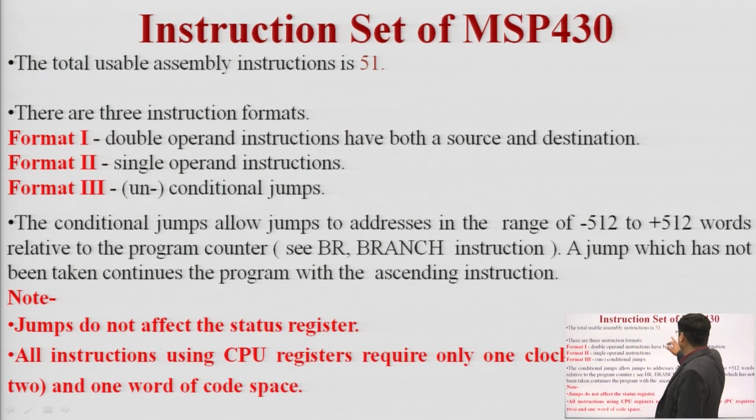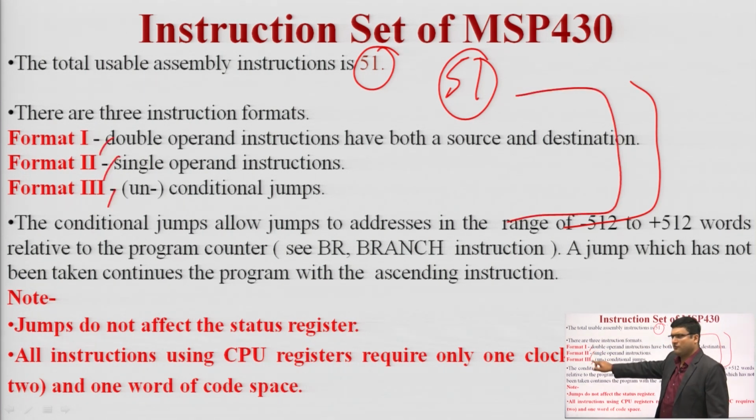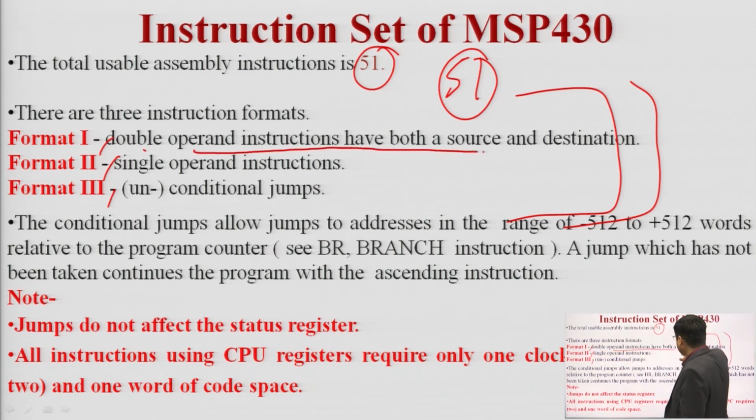Okay. So in the next slide, we will see the operands. We are already seeing the various types of operands. So the total number of instructions available is 51. We have seen that it is further categorized into 27 core instructions and 24 emulated instructions, as in the previous slide. There are 3 formats available: format 1, format 2, format 3. We have seen that format 1 represents the double operand instructions, format 2 represents the single operand instructions, and format 3 represents the conditional and unconditional jump instructions.